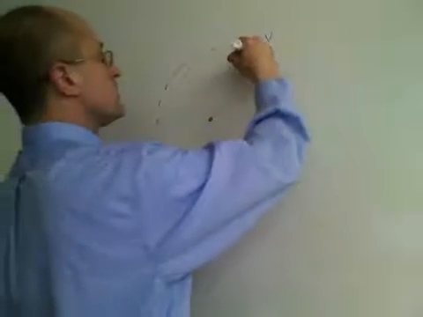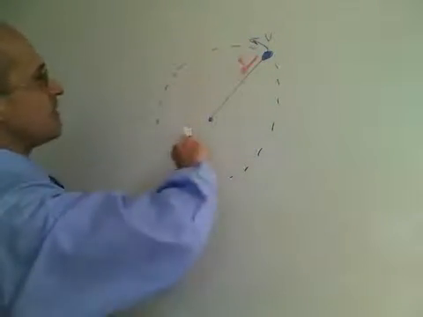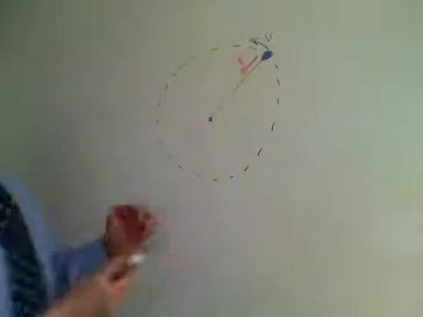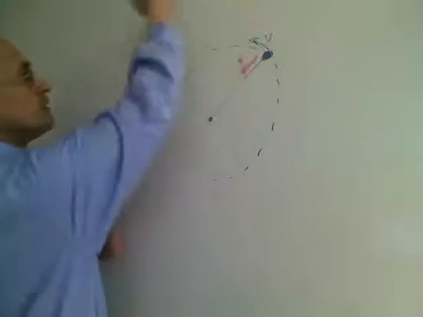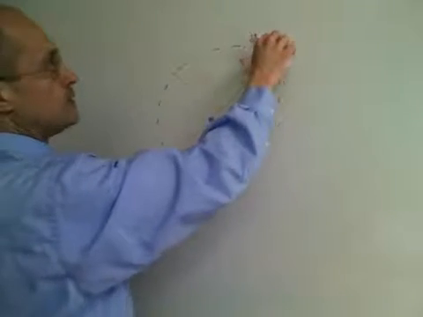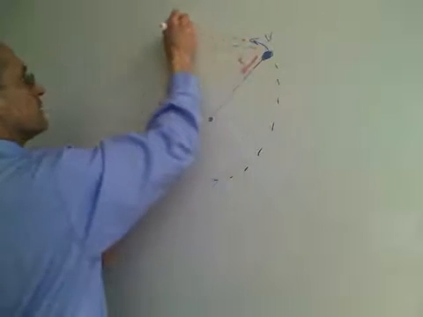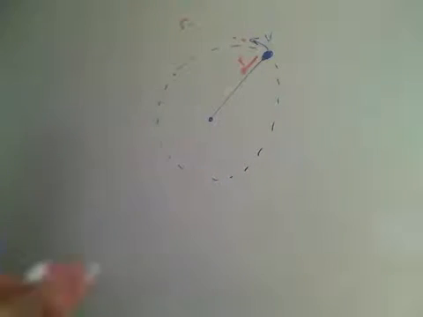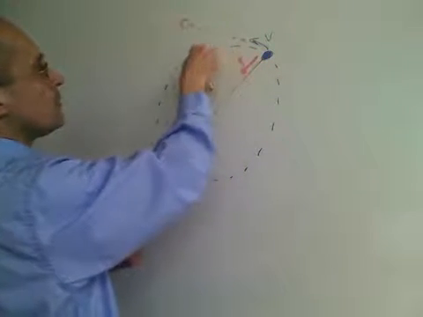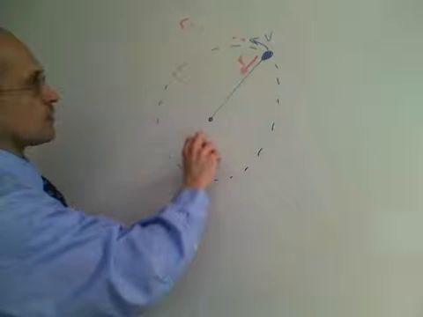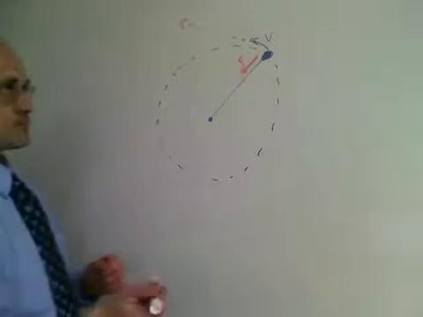So there must be some force pulling the ball inward, holding it in this circular path, because if there wasn't something holding it in place, the ball, according to Newton's first law, would continue moving this way. It would continue moving straight. So there must be something pulling the ball into this circular orbit, allowing it to maintain this circular motion.